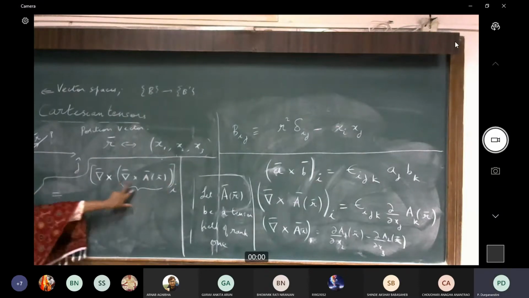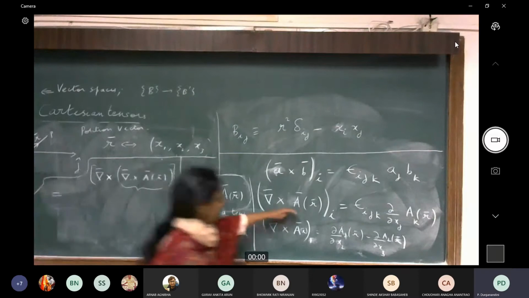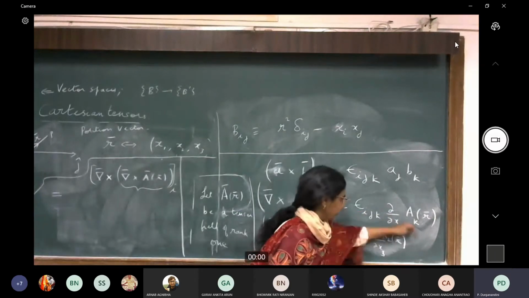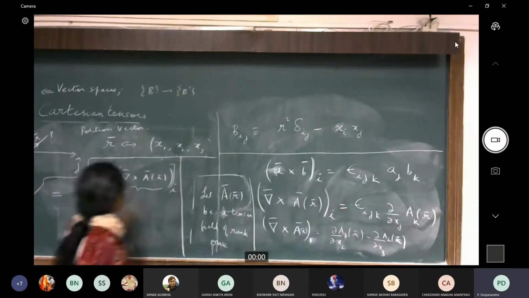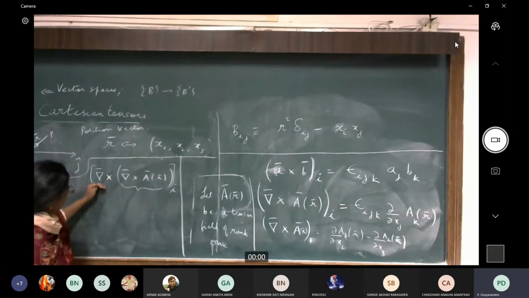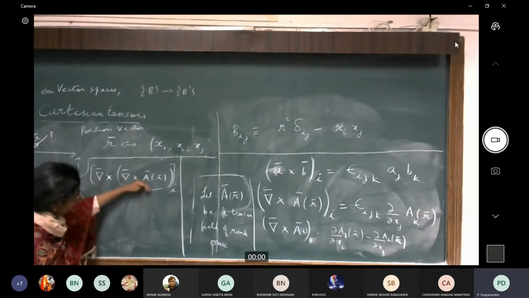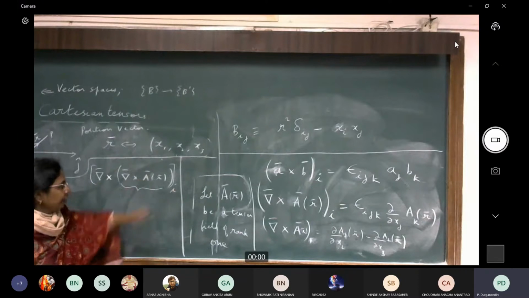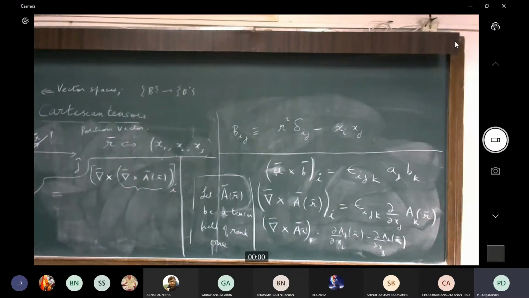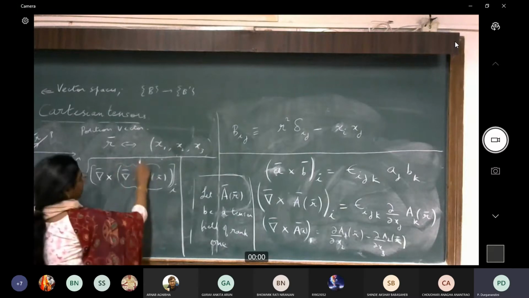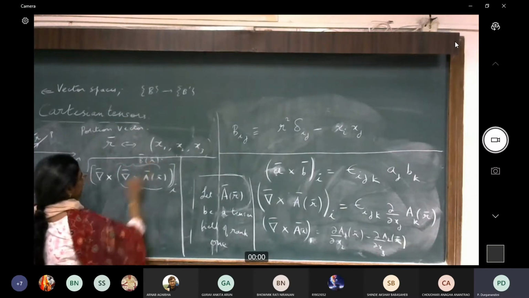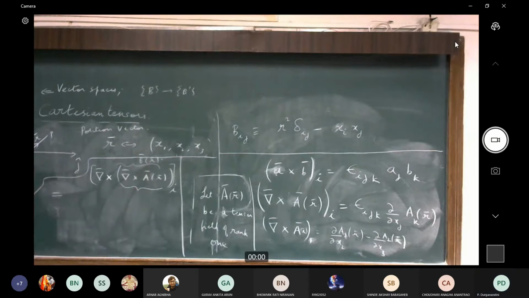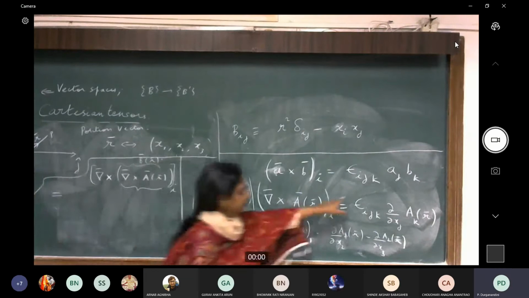See, I've taken del cross A, that gives me a vector field. Again, because this is going to give me a tensor field of rank 1, it has 3 components. Now I'm taking the cross product of del with that particular vector field. And I'm asking you now, what is the ith component of this? Now, using this epsilon, can you tell me what should be the ith component of this? Think of this as some B of r. So, can you tell me what it should be? Use this definition, for example.